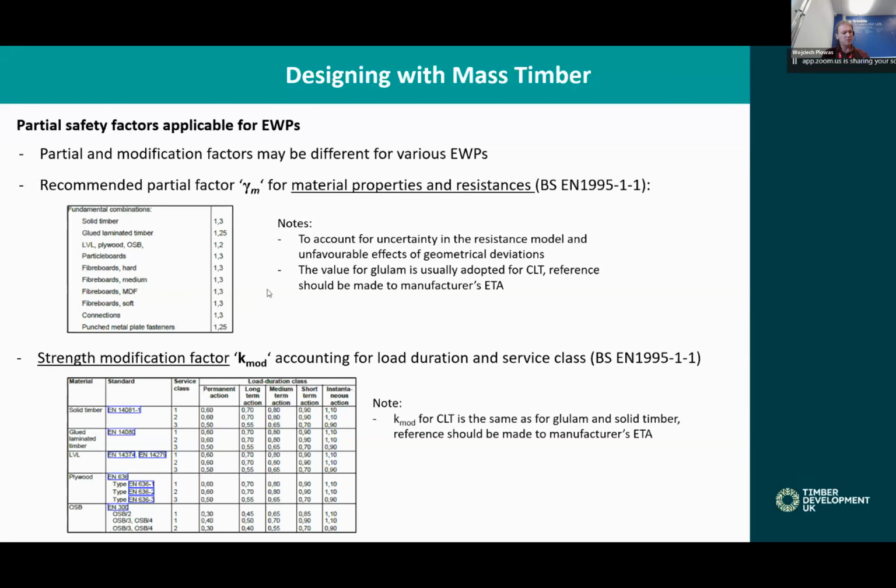In terms of CLT, it is currently not included in Eurocode 5, but the rumor is that it will be. I think the newest update of Eurocode 5 will come next year or the year after, and the newer version will include CLT. For now, in most cases, at least as far as the modification factor is concerned, it will follow glue-laminated timber. Use the same k_mod as you would for glulam.